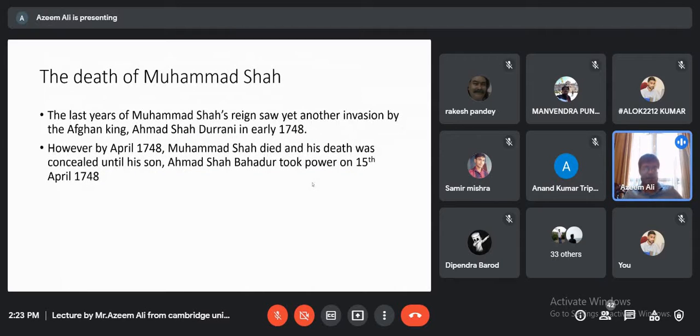And now we go back to Muhammad Shah. So we left him at the Battle of Karnal. After Nadir Shah left, Muhammad Shah continued to rule. And there was another invasion of India at the time by the Afghan king, Ahmad Shah Durrani, who served Nadir Shah. His series of invasions started in early 1748. But by April 1748, Muhammad Shah died, and his death was actually kept secret, perhaps to avoid any succession struggle, until his son Ahmad Shah Bahadur took power on 15th of April 1748.